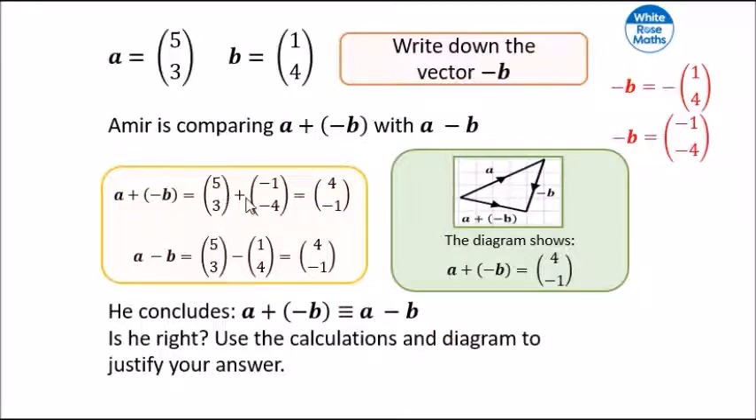And same with adding them up. If we've got a plus sign between them, it's 5 take away 1, 4, 3 take away 4 is minus 1. It ends up being a rather simple calculation. And this diagram here shows the same thing. If we think about a being 5, 3, that's 5 right and 3 up, and then minus b would be minus 1, minus 4, 1 left, 4 down. So a take away b gets us to here. If we have a plus minus b, it will also get us to this vector right here.